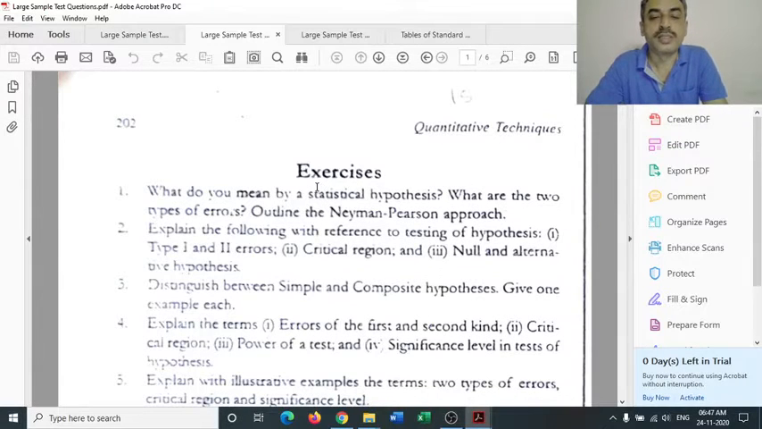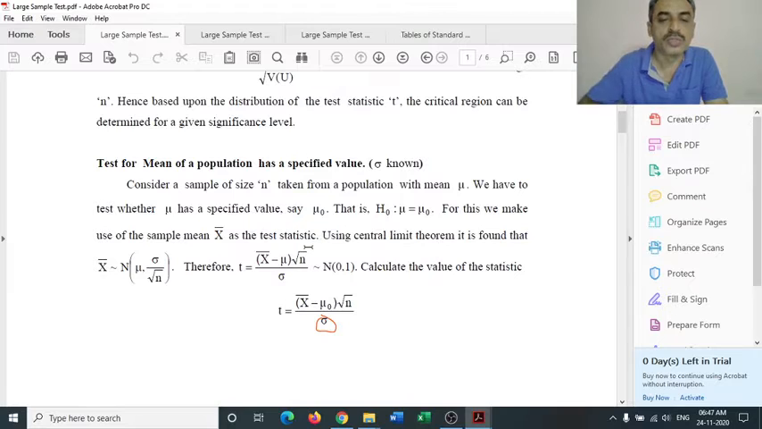Our next section is questions related to large sample test. Just before starting questions related to large sample test, we shall refresh the various tests discussed in the title large sample test. There are four test procedures considered in large sample test: two tests for population mean and another two regarding population proportion.